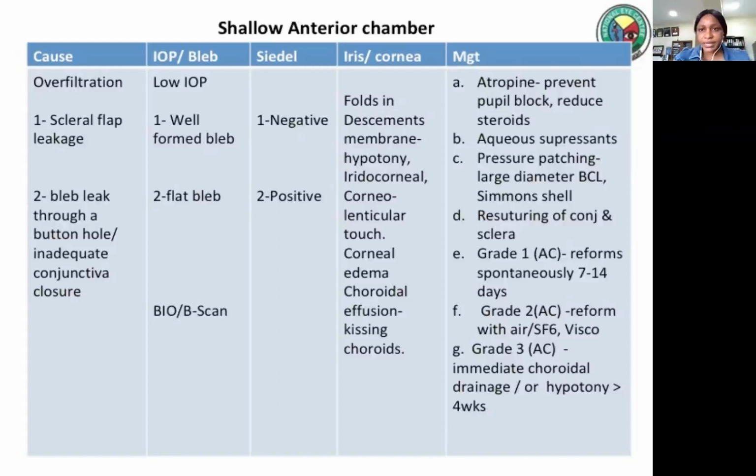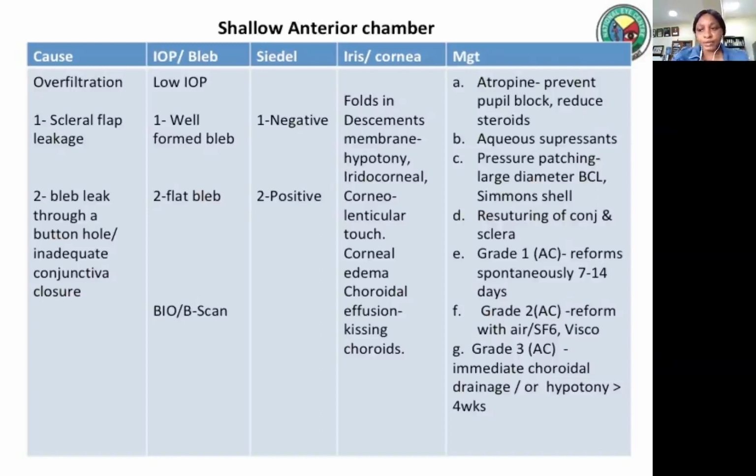So conservative management would include things like dilating the eye, reducing the amount of steroids you're using, aqueous suppressants, and then you monitor the patient. But as you observe the patient, pressure may reduce further and you start noticing folds in Descemet's membrane. And then also, depending on the amount of shallowness of the anterior chamber, whether there's corneolenticular touch, then more aggressive management is instituted. When there's corneolenticular touch, there's likely to be corneal edema.